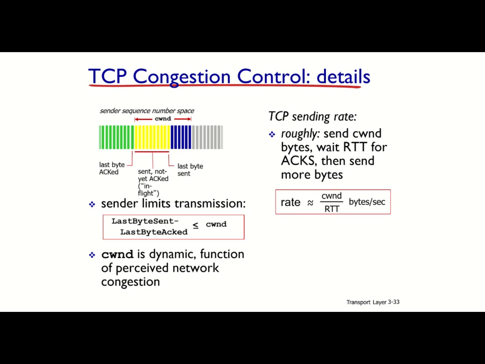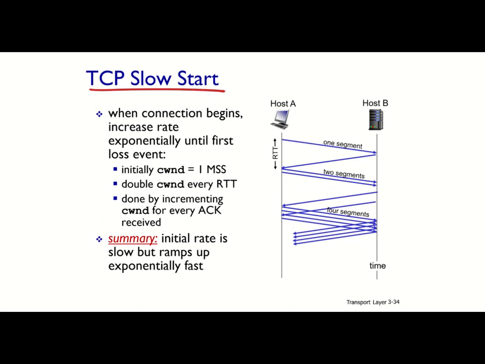So this TCP sending rate is roughly equal to the CWND, the congestion window size, divided by RTT. But since CWND is not constant, therefore the rate of sending data by TCP is also not constant. We can have an average value for the rate. When the connection begins, the rate has to be increased exponentially until the first loss happens.